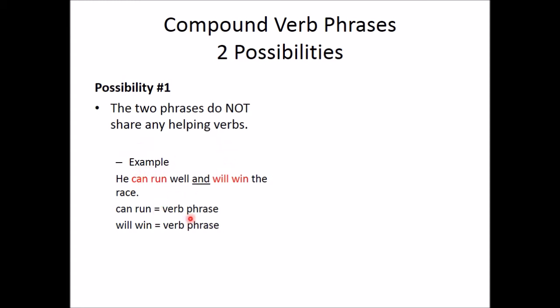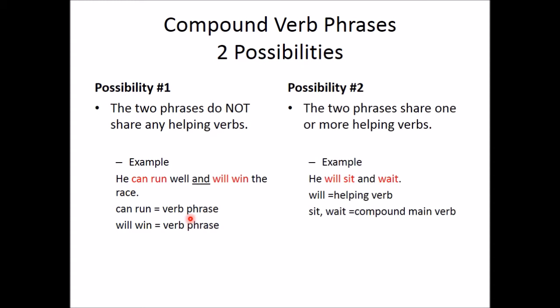Okay? Here's the second possibility. You could have 2 verb phrases that actually share 1 or more helping verbs. Okay, so here's an example of that. He will sit and wait. So will is the helping verb, and then there's sit and wait as main verbs, but wait doesn't have its own helping verb. It's just by itself. Okay, so there are 2 possibilities as far as having compound verb phrases. Okay, so we're going to start with possibility number 1. We're going to look at this one first, and I'll show you how to diagram this situation first.